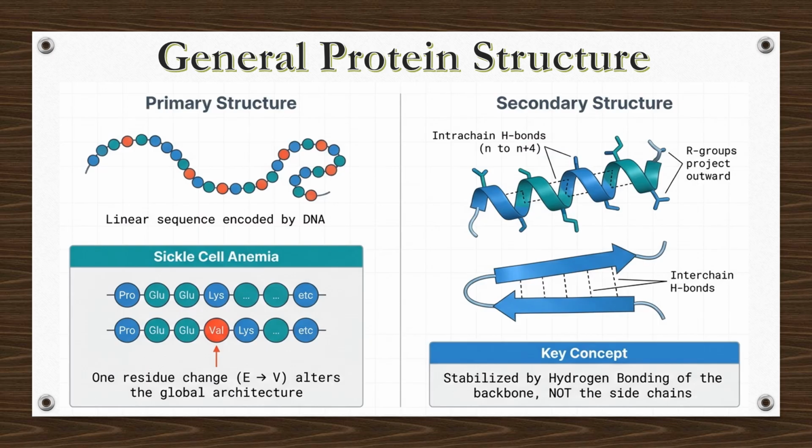The two principal types of secondary structure are the alpha helix and the beta sheet. The alpha helix is a right-handed coil stabilized by hydrogen bonds between the carbonyl oxygen of one residue and the amide hydrogen of the residue four positions above. Alpha helices are abundant in fibrous proteins like keratin and in globular proteins such as hemoglobin.